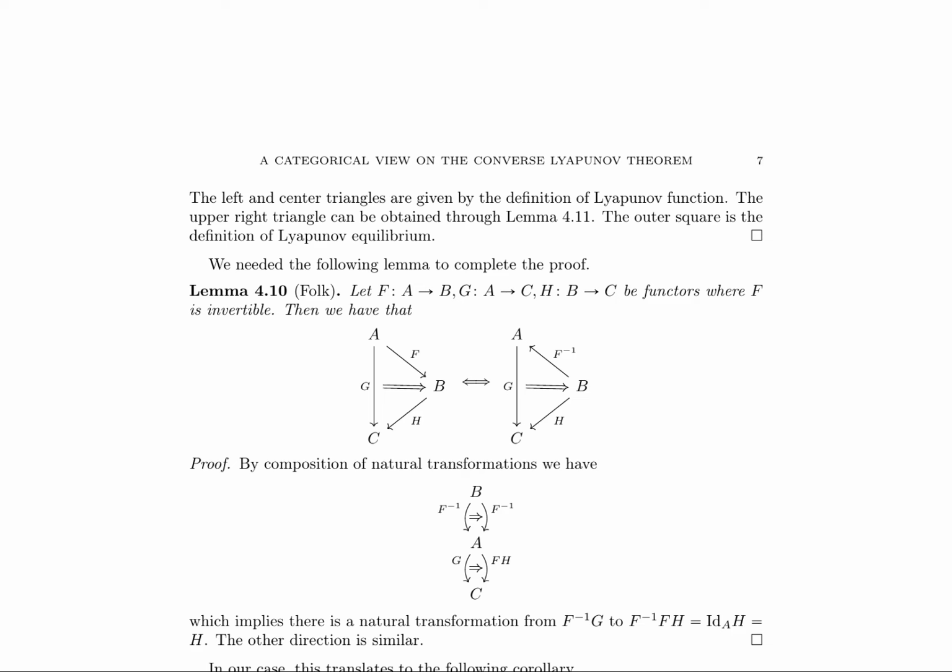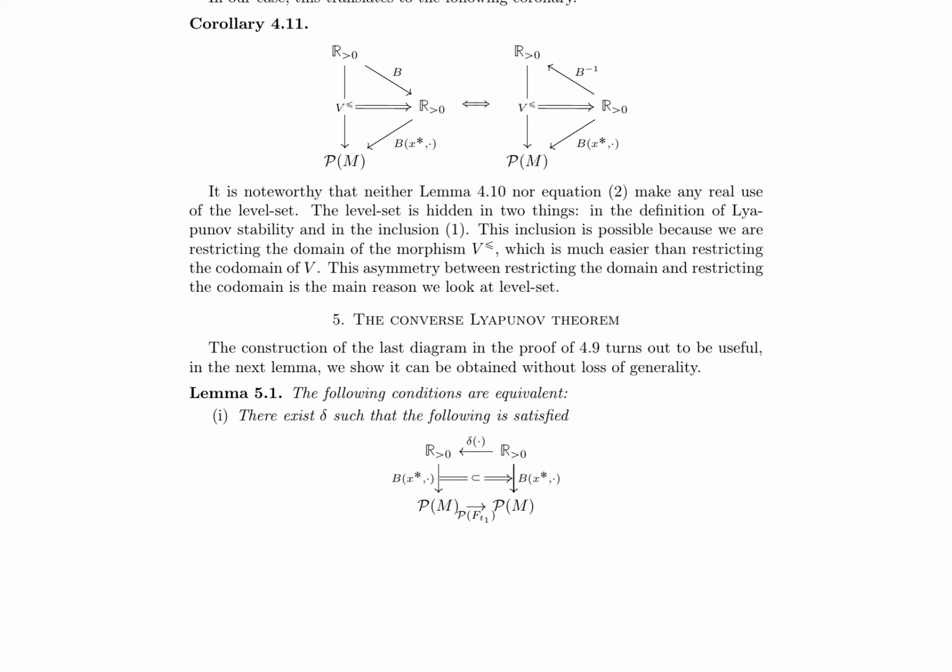The categorical view on the converse Lyapunov theorem centers around the construction of the Lyapunov equilibrium and its relationship to the Lyapunov function. The Lyapunov function is defined as a crucial element in the diagram, with the outer square playing a pivotal role. In this context, lemma 4.10 emerges as a vital component for the proof, applying to functors and natural transformations. This leads to corollary 4.11, which highlights the significance of the level set in defining Lyapunov stability. The converse Lyapunov theorem is also explored, focusing on the equivalent conditions for Lyapunov stability as outlined in lemma 5.1. A key aspect of the level set concept is the asymmetry between restricting the domain and the codomain of the morphism V. This dichotomy is critical to understanding the categorical perspective on the converse Lyapunov theorem.